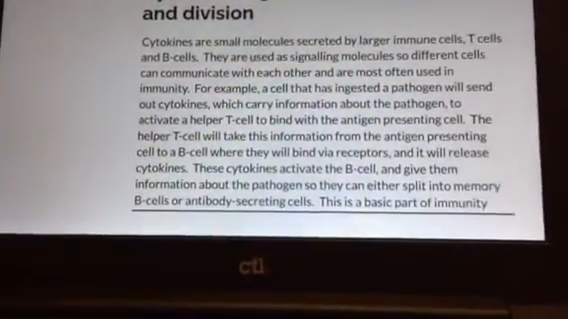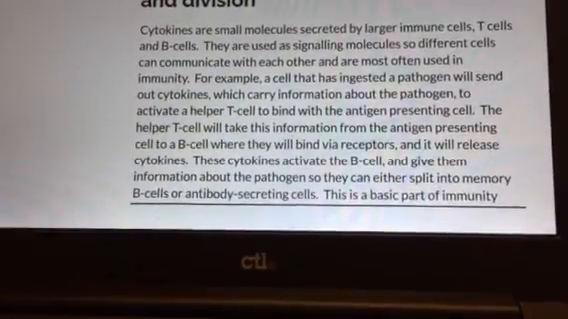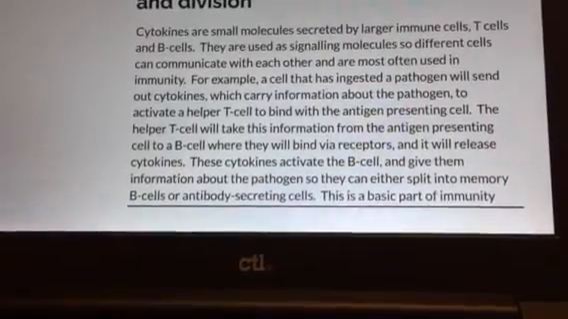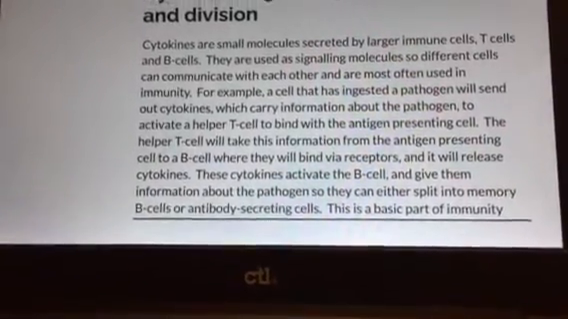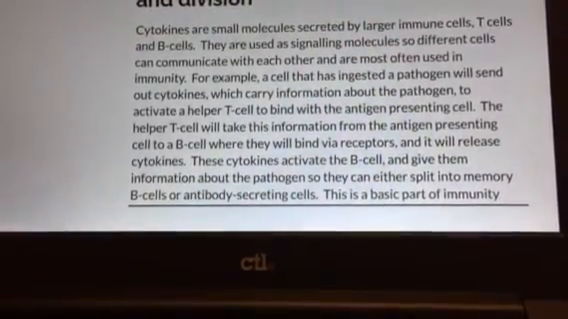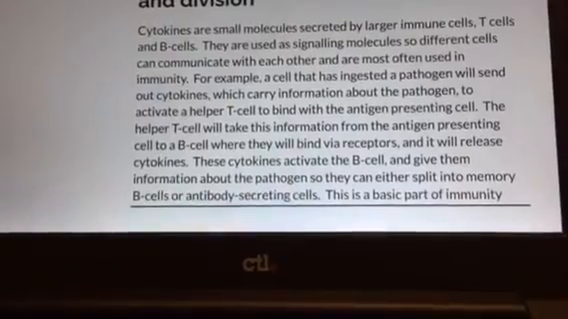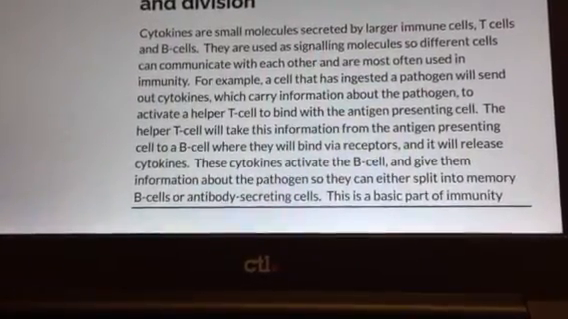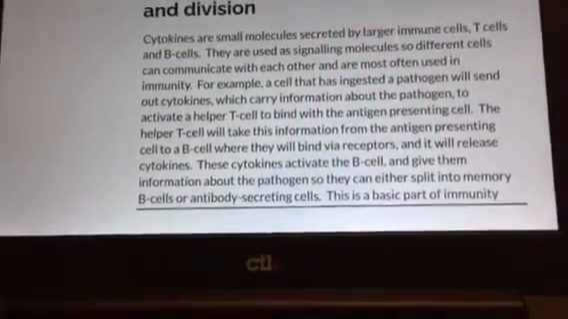The helper T cell will take this information from the antigen-presenting cell to a B cell, where they will bind via receptors, and it will release cytokines. These cytokines activate the B cells and give them information about the pathogen, so they can either split into memory cells or antibody-secreting cells. This is a basic part of immunity.